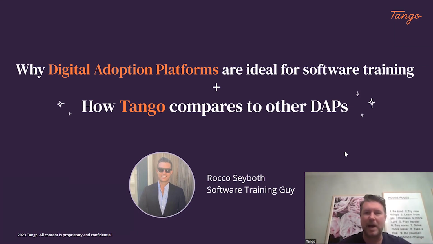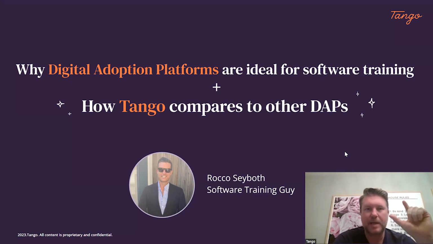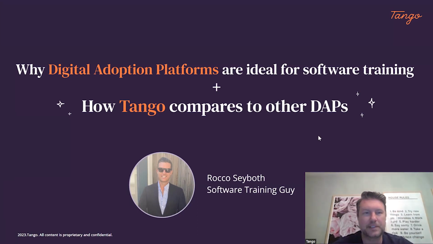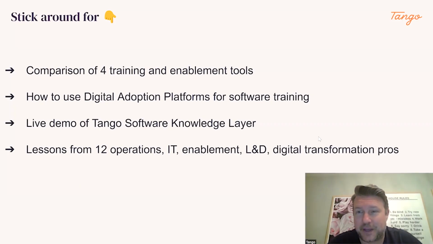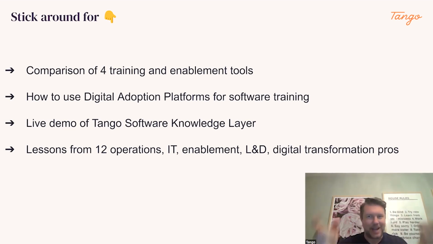So this webinar is all about if you're doing software training, what you need to know about digital adoption platforms, why you should consider a digital adoption platform for your software training initiative, and then specifically how Tango compares to other digital adoption platforms. We are going to get really specific. So we're going to break down not only four different product categories of training and enablement software tools, we're going to name names and talk about specific vendors and competitors in each space.